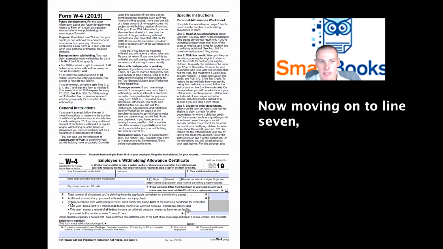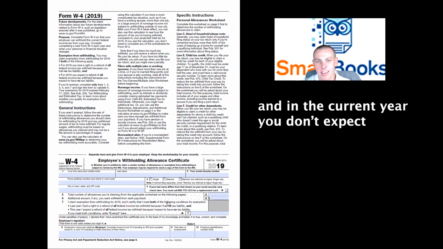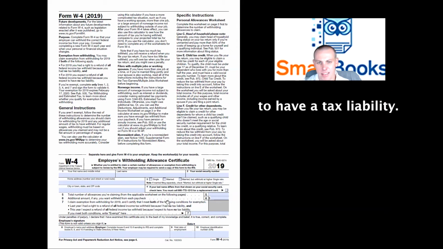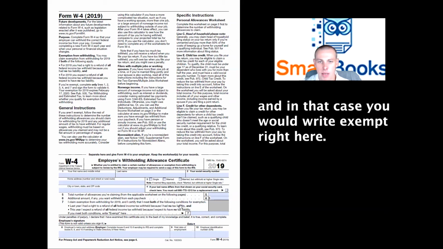Now, moving on to line 7, this is only going to apply to you if in the prior year you didn't have any tax liability, and in the current year you don't expect to have a tax liability. Most people, this is not going to apply to. However, it may apply to you, and in that case you would write "exempt" right here.